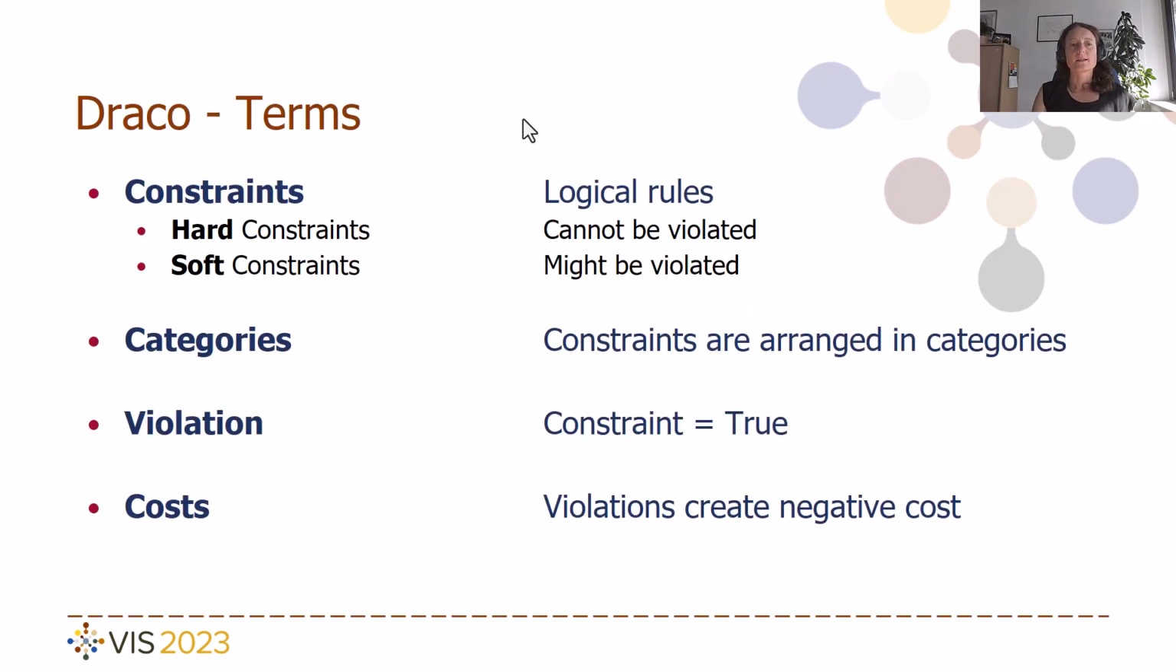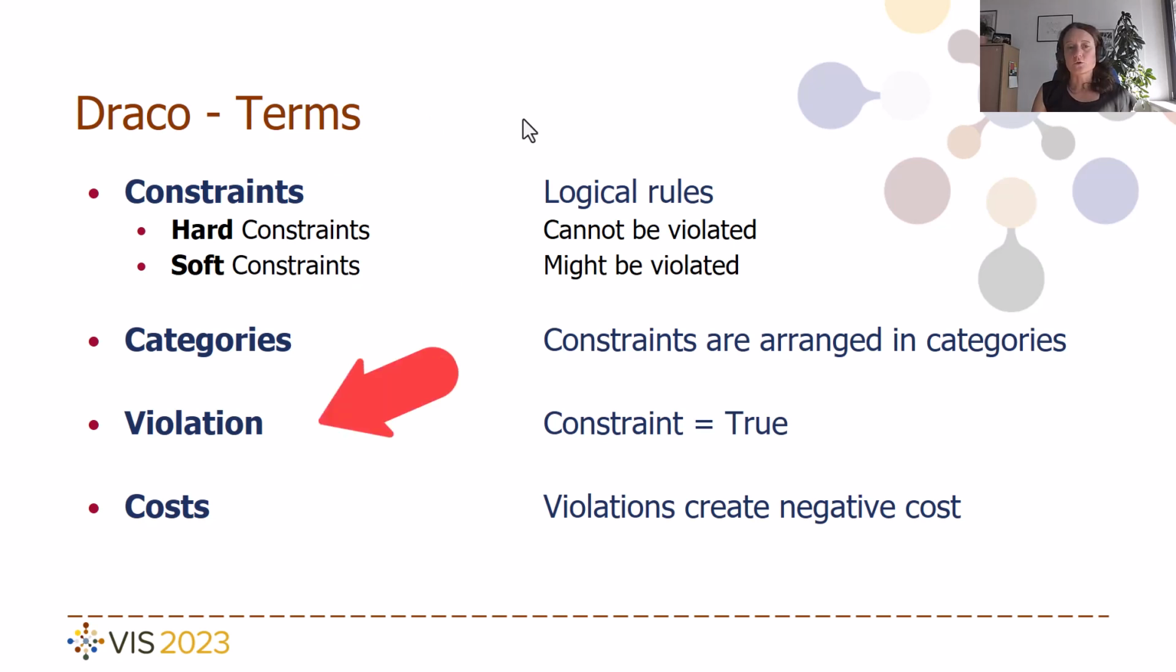Some terms need to be defined here. Rules inside the knowledge base are defined as constraints. Constraints restrict the recommendation space. Constraints can either be hard, which means they cannot be violated, or soft, which means they might be violated. Draco knows 230 hard and soft constraints, which are arranged in categories.